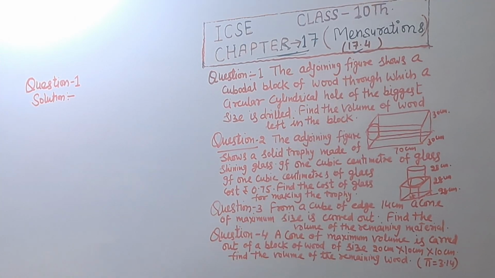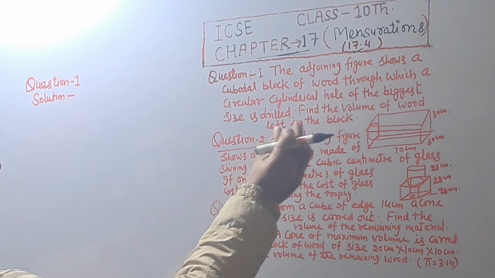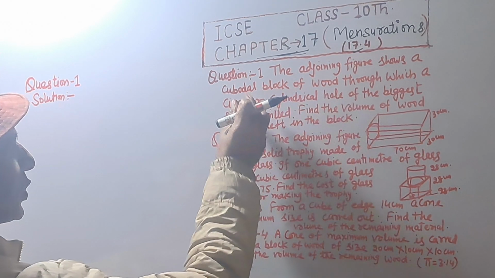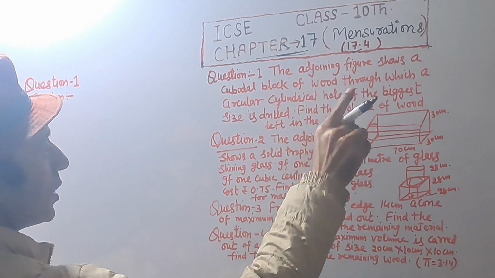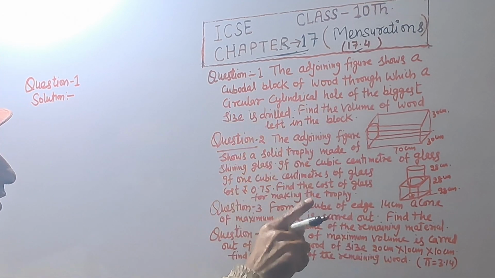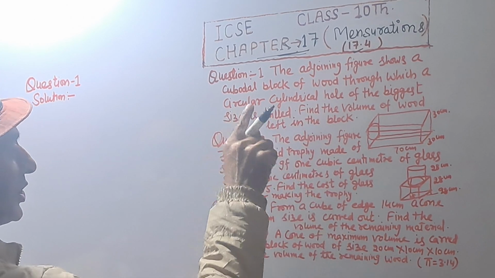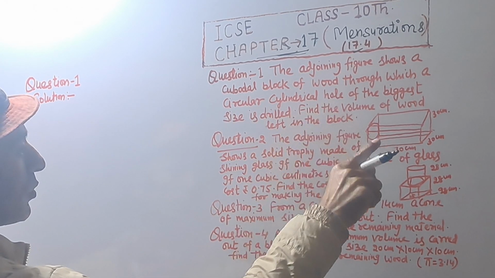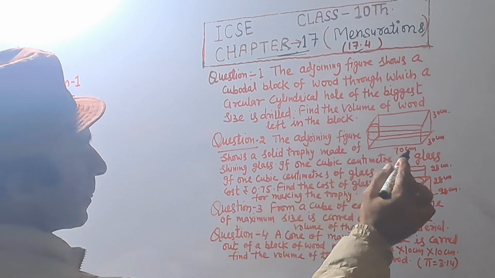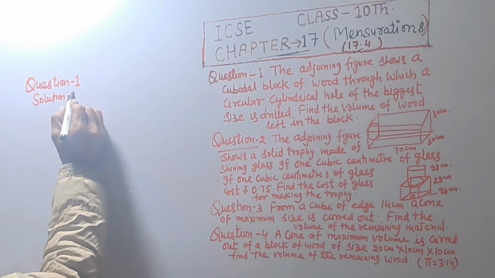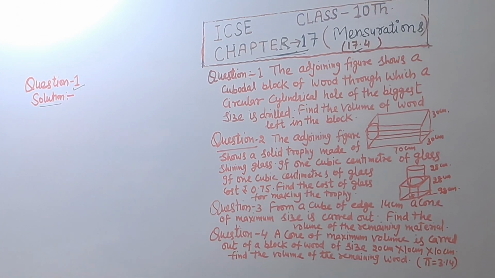Exercise 17.4, question number 1. The adjoining figure shows a cuboidal block of wood through which a circular cylindrical hole of the biggest size is drilled. Find the volume of wood left in the block. Question first, solution.